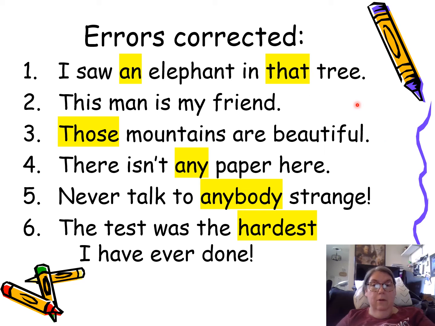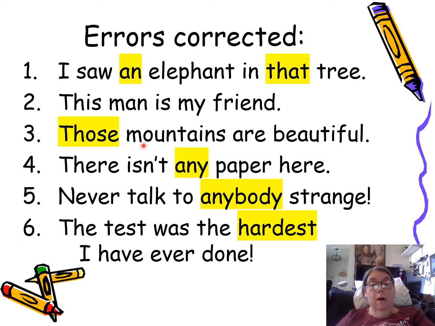So here are the corrections. I saw an elephant. I use an, not a, since this starts with a vowel. That tree, one tree, use that or this. This man is my friend. I don't need the here. I didn't highlight it because I left it out. Those mountains, not them mountains.